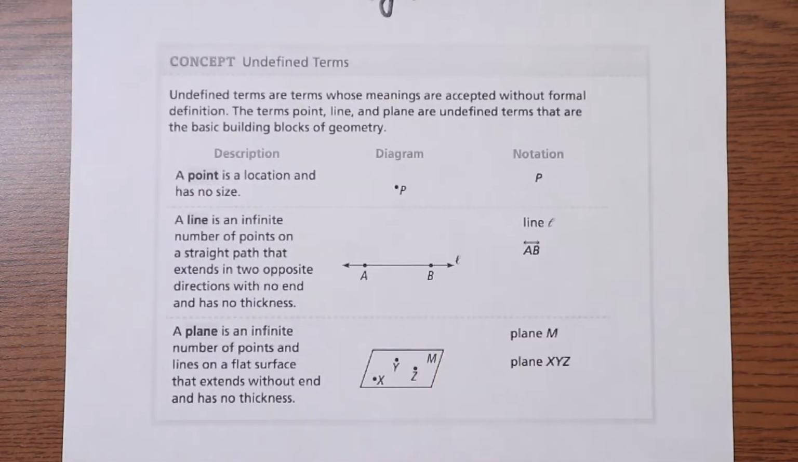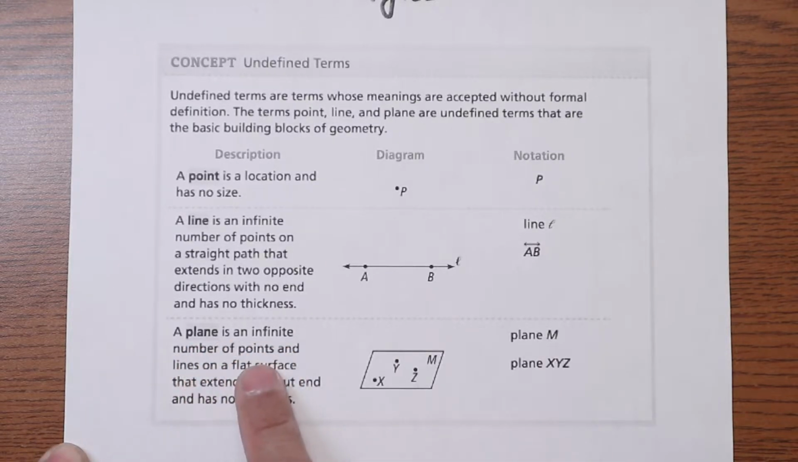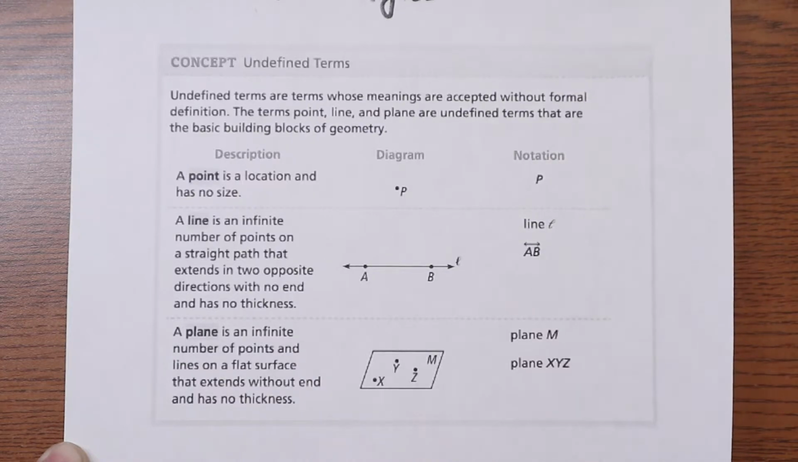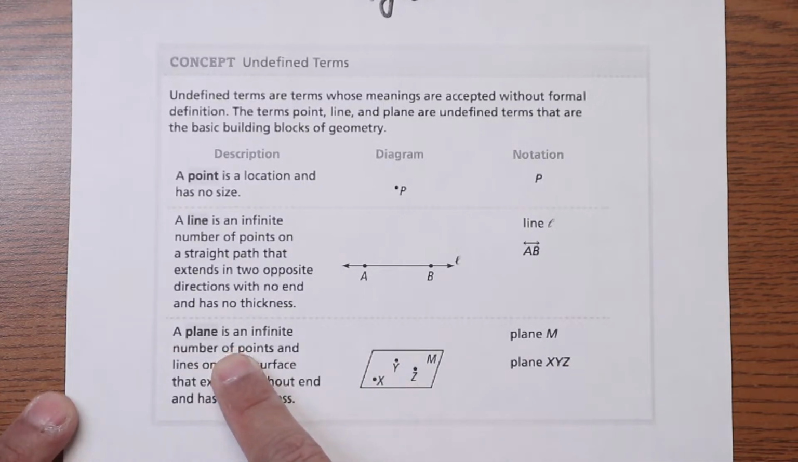The last undefined term that we're going to talk about is called a plane, which is an infinite number of points and lines on a flat surface that extends without end and has no thickness. Think of this tabletop or even this piece of paper as a plane, except that the paper will extend infinitely if it becomes a plane. So kind of like a wall or a floor or just the ground, right? So those are all considered a plane. It's just that they all extend infinitely.